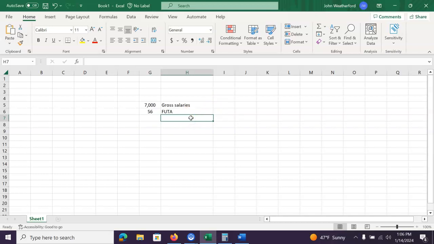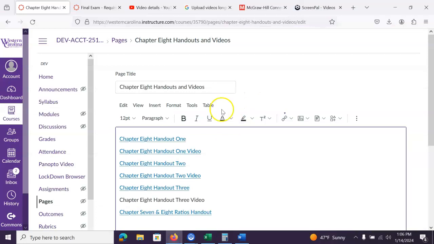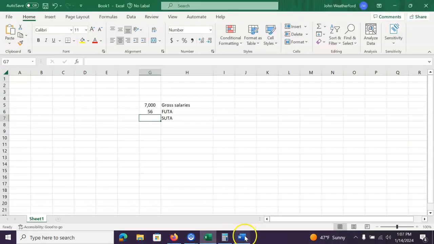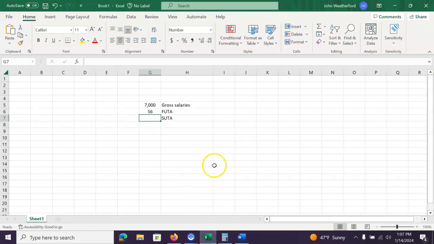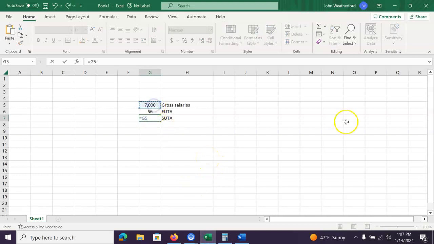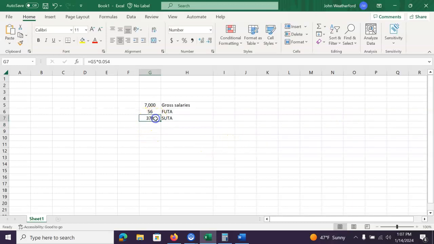The employer will also have to pay state unemployment tax, and that would be equal to our state rate. I'm sorry, that was the wrong tab. Our state rate is 5.4%, and that's subject to the $7,000 limit as well. So times 0.054, and that gives us state unemployment of $378, and again federal unemployment of $56.